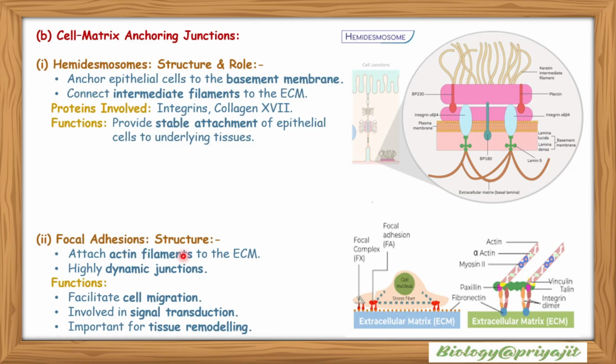Focal adhesion: structure. The focal adhesion is another type of cell matrix anchoring junction, and its structure includes attached actin filaments to the ECM, and it is a highly dynamic junction. Functions: it facilitates cell migration, it is involved in signal transduction, and is important for tissue remodeling. This is the image showing the focal adhesion.